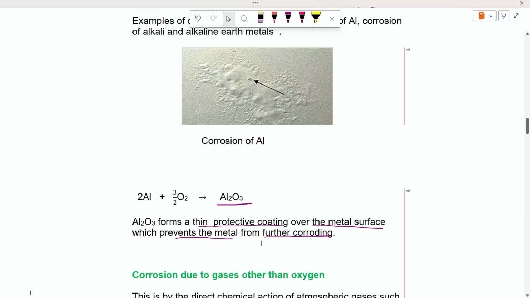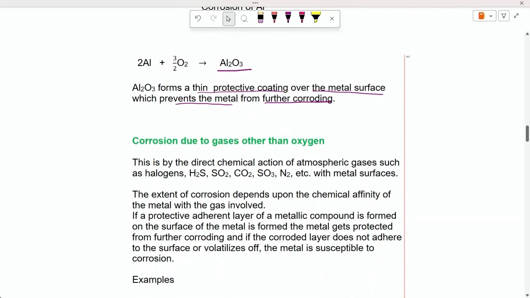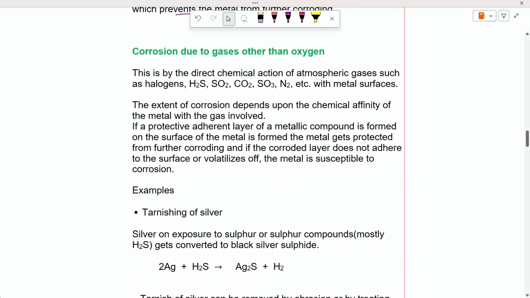Next is corrosion due to gases other than oxygen. There are gases like halogens, hydrogen sulfide, sulfur dioxide, carbon dioxide, sulfur trioxide, nitrogen, etc., that combine directly with a metal surface. The extent of corrosion depends upon the chemical affinity of the metal with the gas. The greater the chemical affinity of a particular gas with the metal, the greater the corrosion.